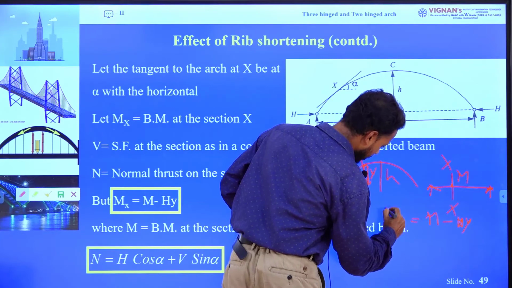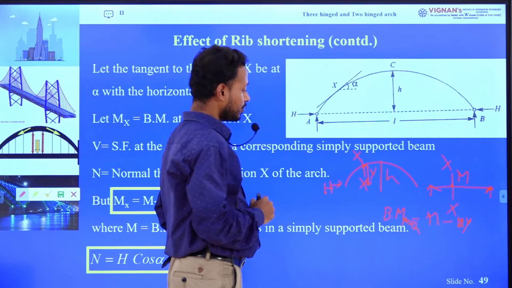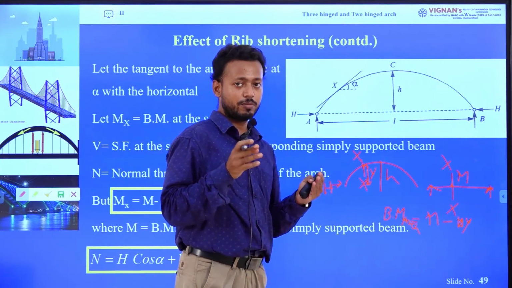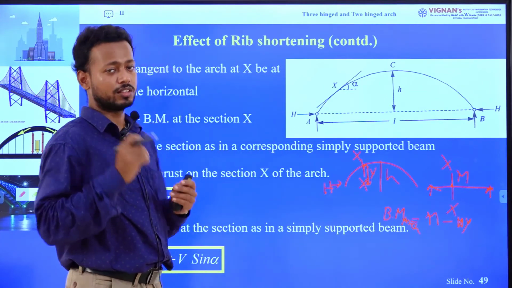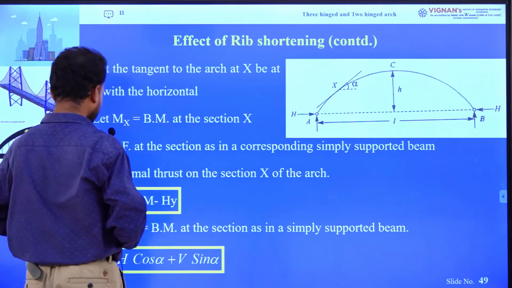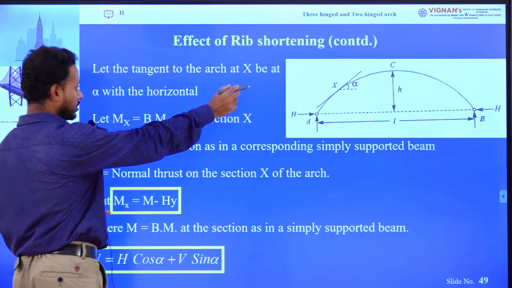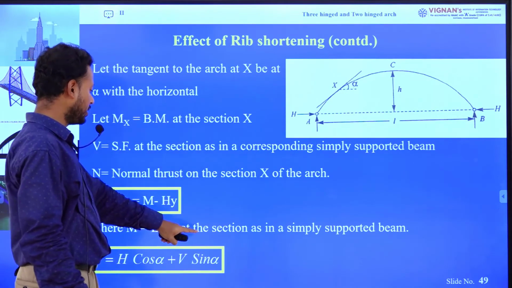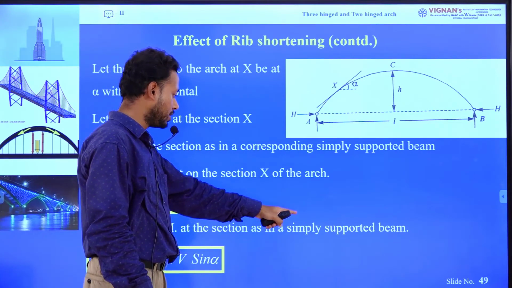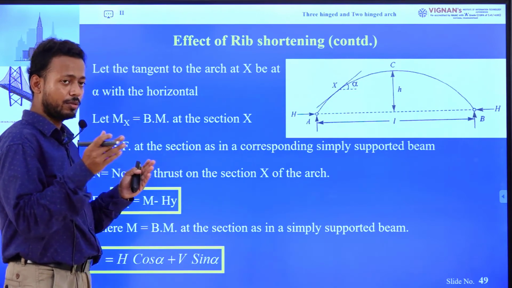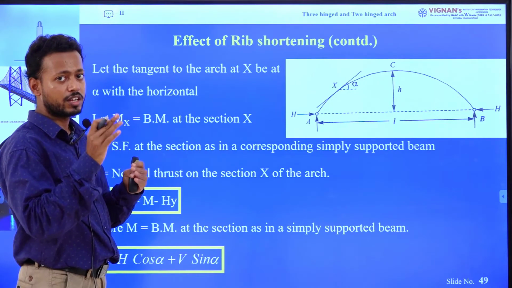you will get the bending moment of the arch section. In this way you can calculate the bending moment of an arch section, that means the beam bending moment minus H into y. So I can write here, the net bending moment at cross section X is M minus Hy, where M is the bending moment at the section as in a simply supported beam. First you consider the bending moment as in a simply supported beam, then deduct Hy, and that will be the net bending moment at any cross section X.